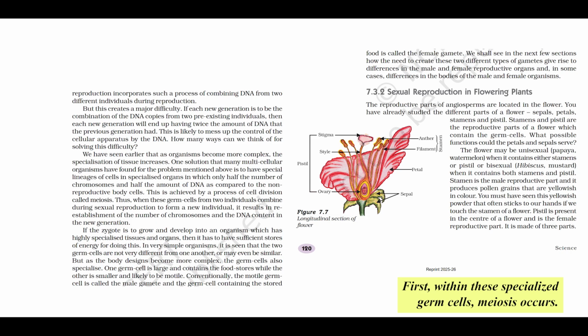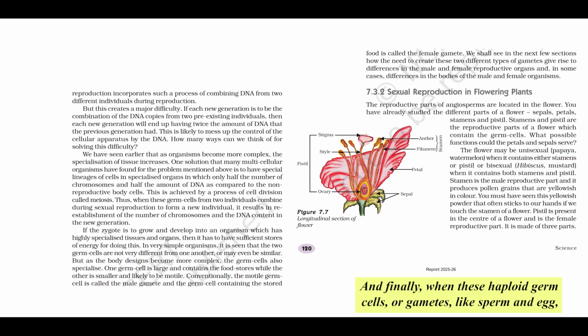First, within these specialized germ cells, meiosis occurs. It's a special type of cell division, different from mitosis used for growth. Second, during meiosis, the number of chromosomes, and thus the amount of DNA, are precisely reduced to half compared to normal body cells. For humans, 46 chromosomes become 23.